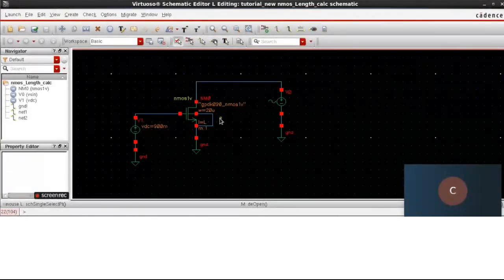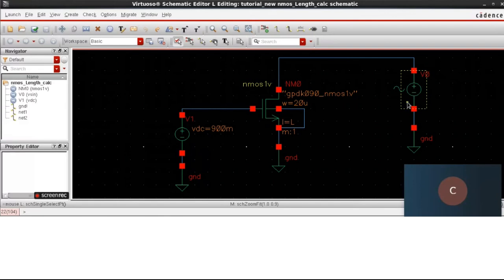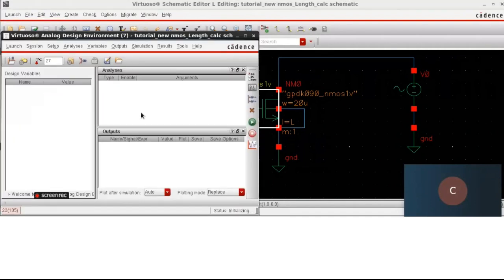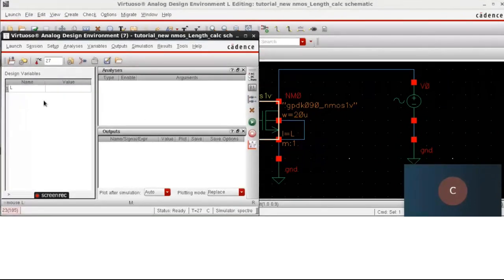The agenda here is that I'm using a simple AC source through which some voltage is applied, and whatever current is generated, based on that I'll get the R, and that R is directly dependent on my L here. Since I'm putting my L as a parameter, capital L, let us launch ADE, get the L from the cell view. Okay, let us try to fix L equal to 1 micro.